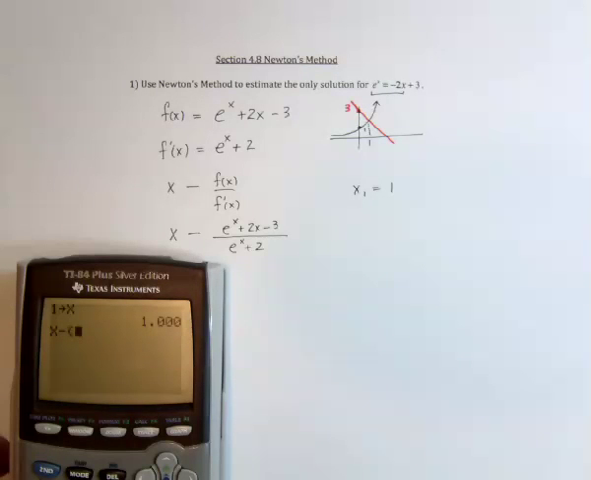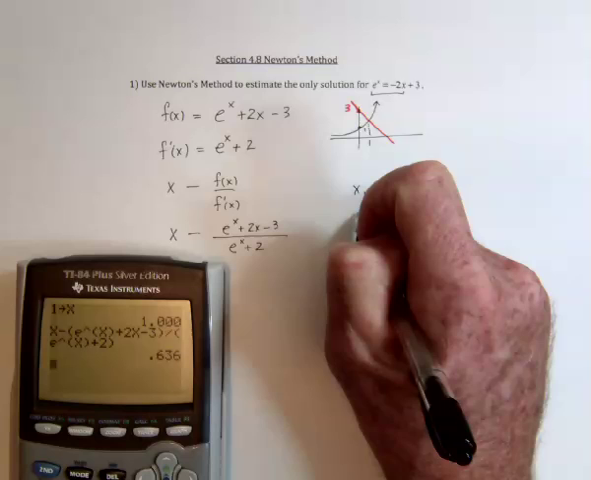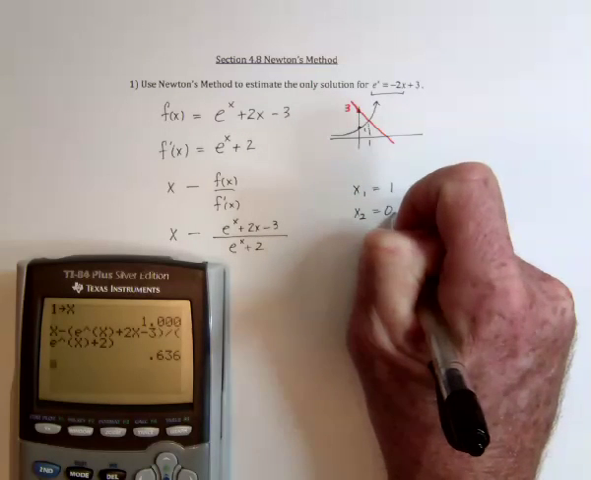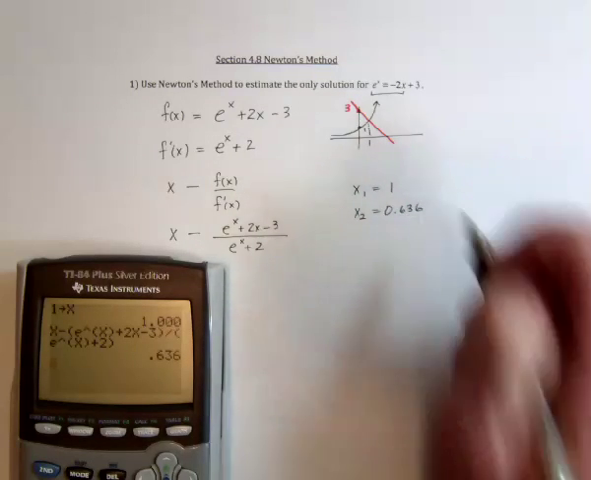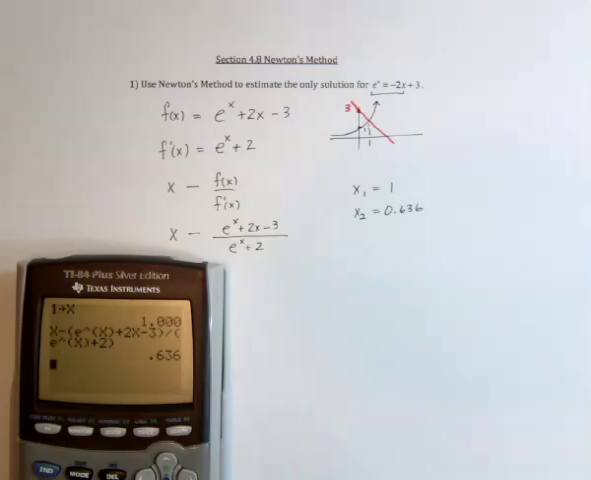X minus e to the x plus 2x minus 3, divided by e to the x plus 2. So now the calculator is going to take the x, substitute it in, and you get that x number 2 is 0.636. Now what I do is store that as x.